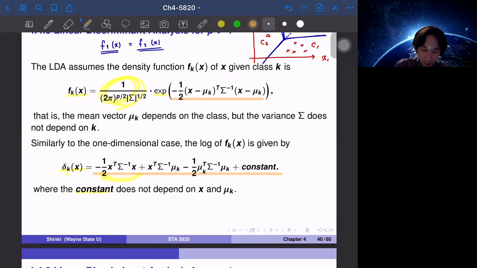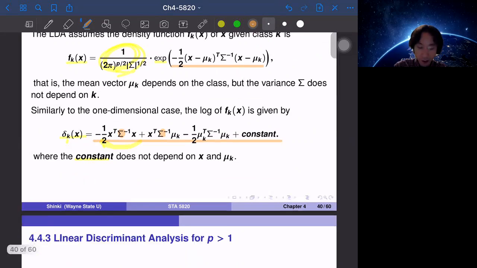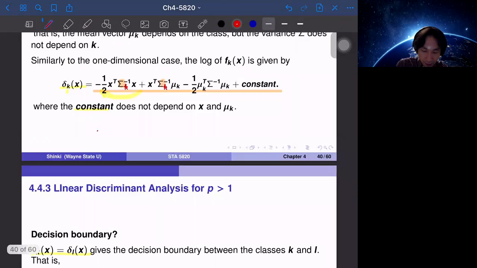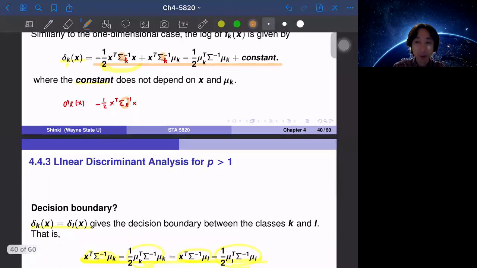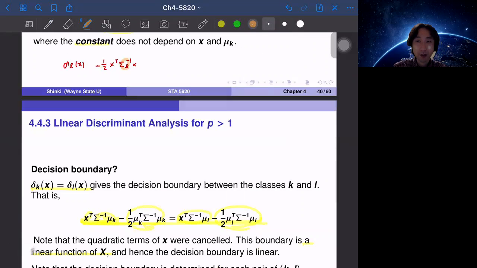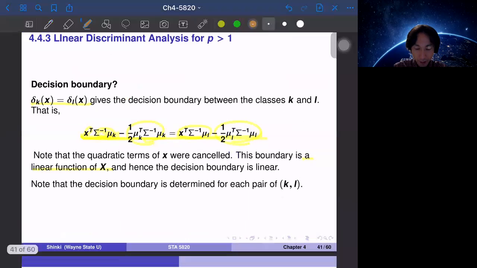You can see that this term, sigma inverse and sigma inverse, if these terms depend on k, then the boundary cannot be linear. Suppose this is the sigma k inverse, and then we think about the delta L of x, and that is 1/2 times x transpose the sigma L inverse x. Then we have different terms, so they cannot be canceled. So our assumption that sigma is the same for all classes makes the boundary linear.